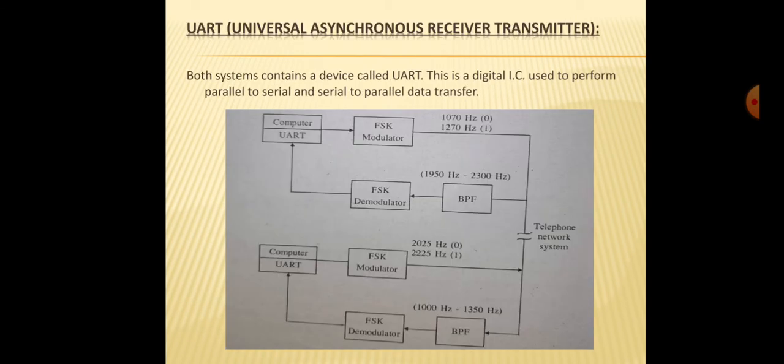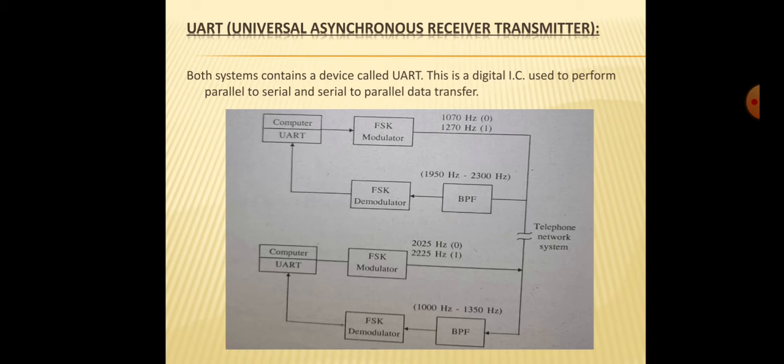Okay. The next, UART. UART is what? Universal Asynchronous Receiver Transmitter. So this UART, in the diagram you can see it is used in both the systems. Why is it used? Because it will perform parallel to serial and serial to parallel conversion of the data transfer. That's why UART is used in both the transmitter as well as the receiver.